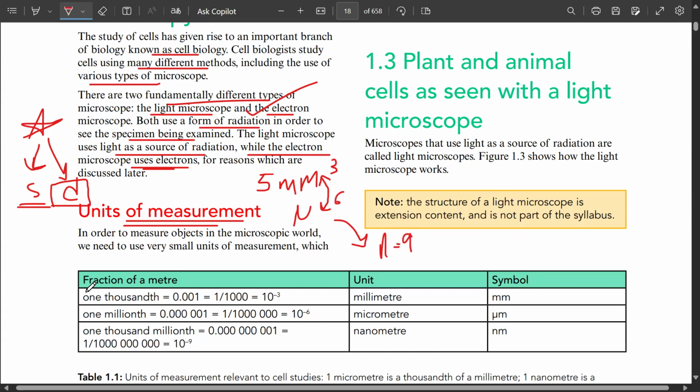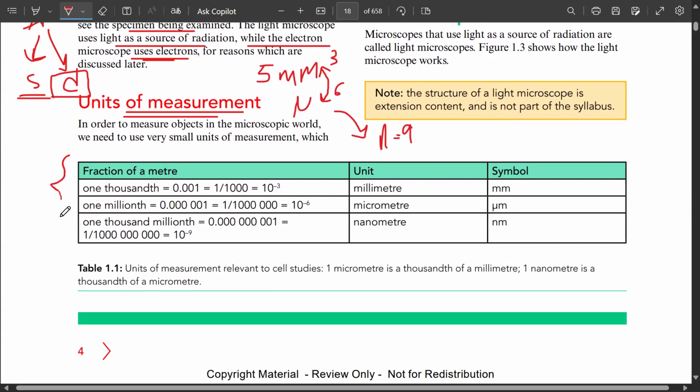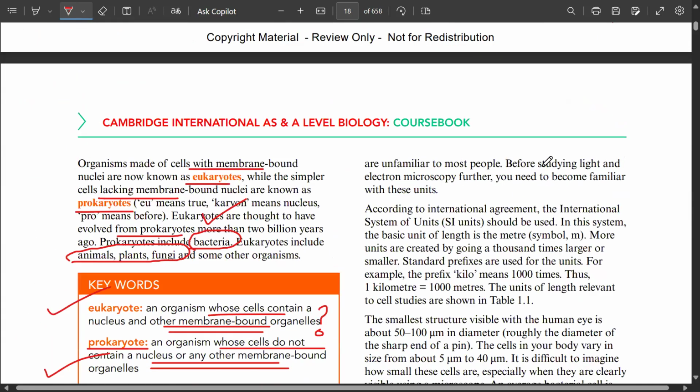So these conversions you have to practice as well. These are very important. So millimeter is 10 to power minus 3. Micrometer would be 10 to power minus 6. And nanometer is the smallest, 10 to power minus 9. These are the symbols that we use for millimeter, micrometer, and nanometer. Before studying light and electron microscopy further, you need to become familiar with these units as well. We call these the SI units, System International Units, that will be used all over in biology.